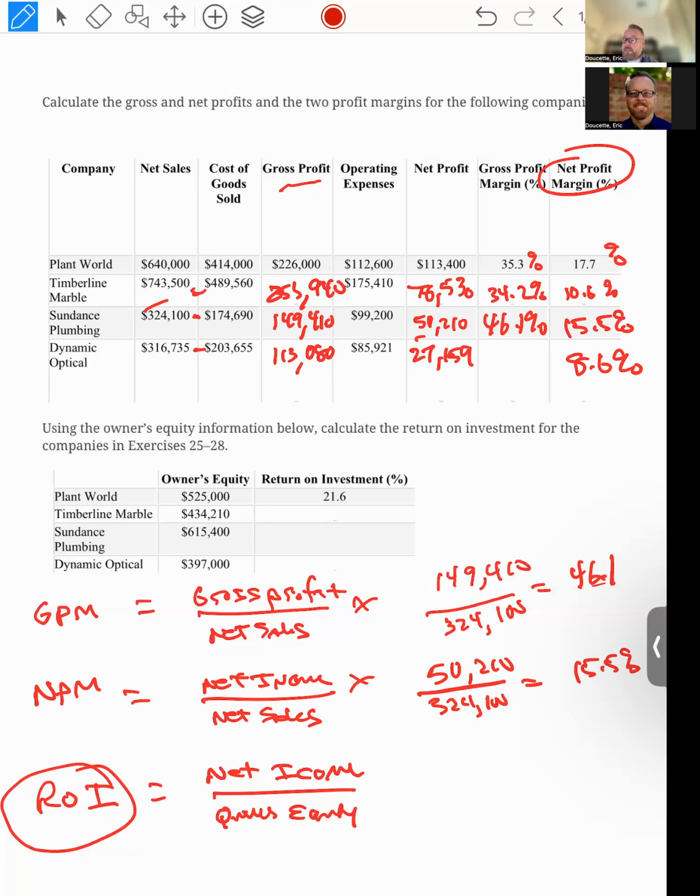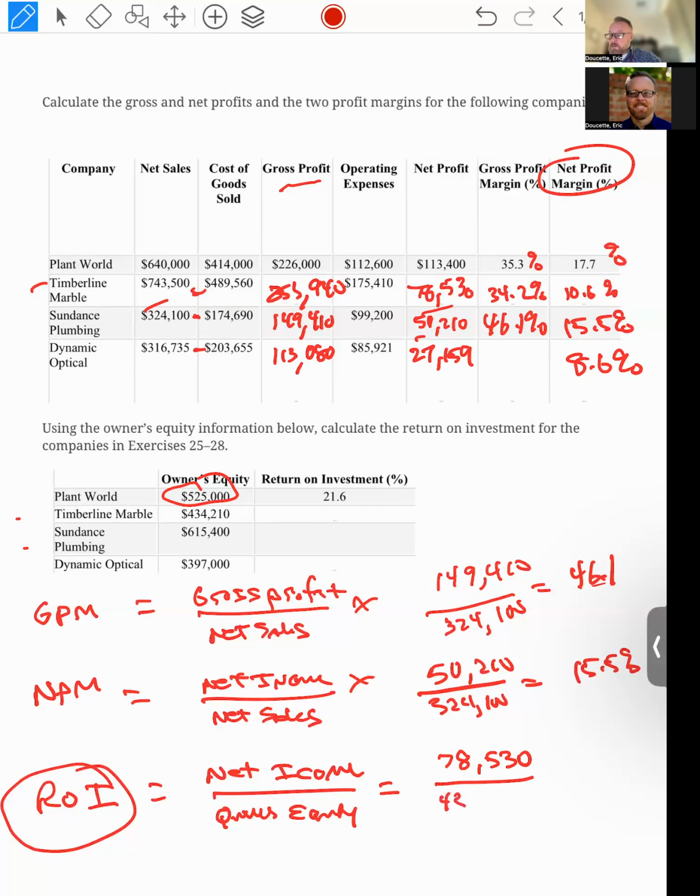So, all right, then the last one's just return on investment. So this is where you're going to take your owner's equity, and the formula for this particular ratio is net income versus owner's equity. So again, we're using the same companies here. So we're just going to take their net income. So the net income's here, 78,000. So we'll just do the first one, $78,530. And we're going to divide that by owner's equity. We're given the owner's equity of Timberline right there.